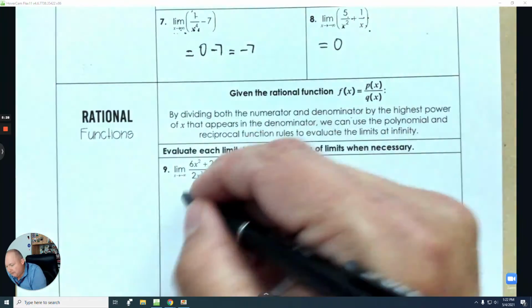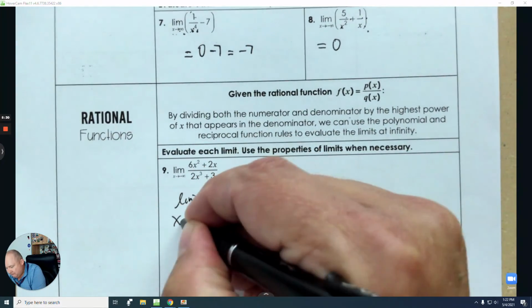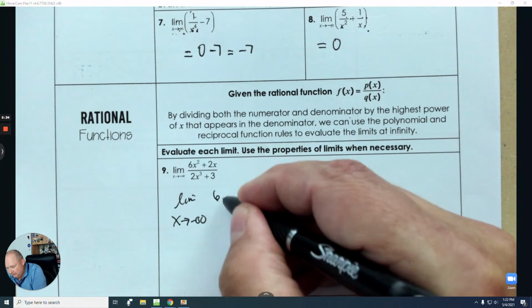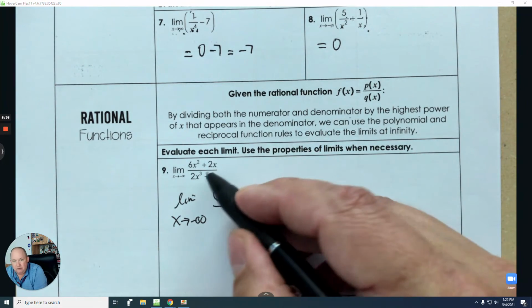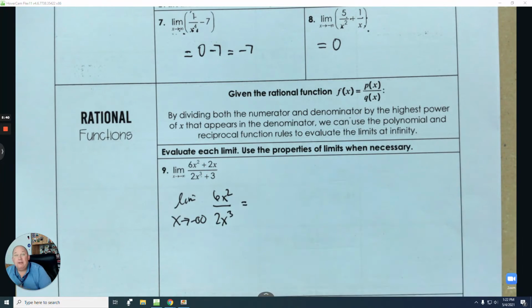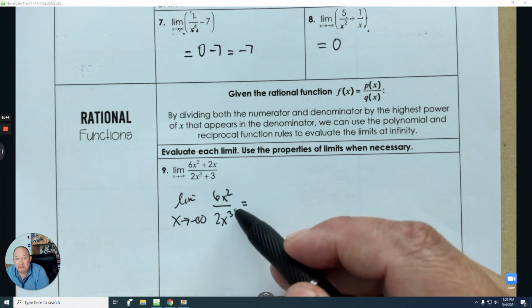So given a rational function, we're looking at the power terms that will determine the end behavior. So if I want to understand this, what's the power term on top? 6x squared. What's the power term on the bottom? 2x cubed. And really what we're looking for is the horizontal asymptote, but we're looking for the end behavior.